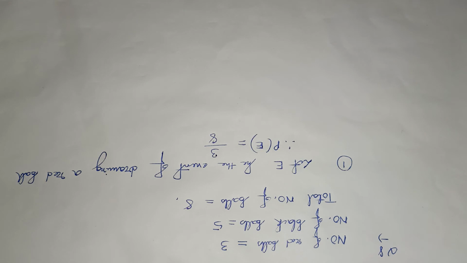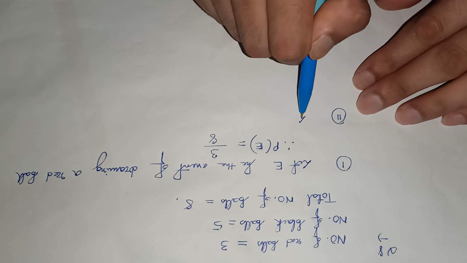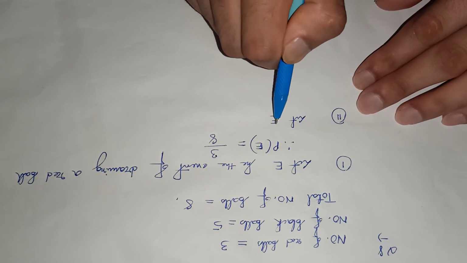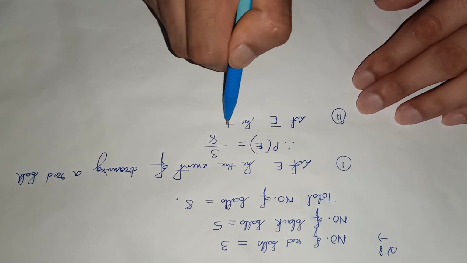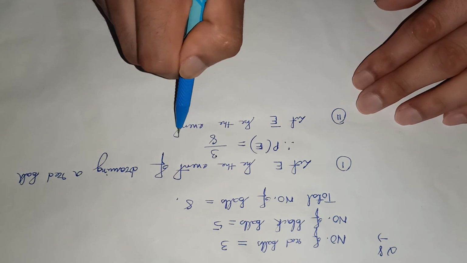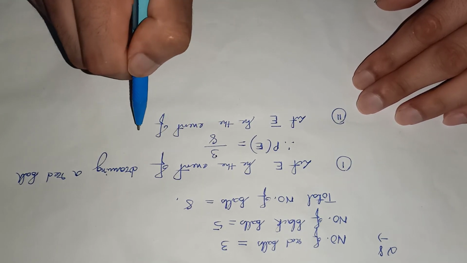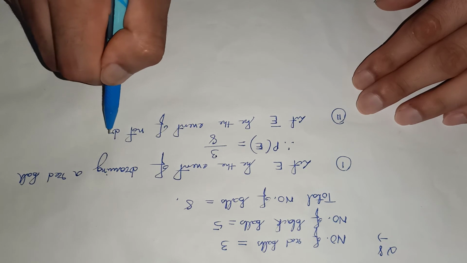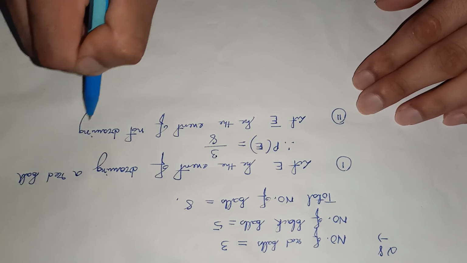Now number 2, we want to find out the probability of not red. So let me write, let E bar be the event of not drawing a red ball.